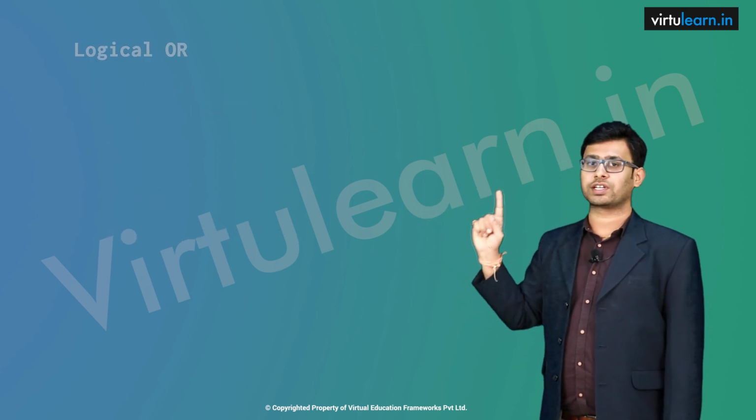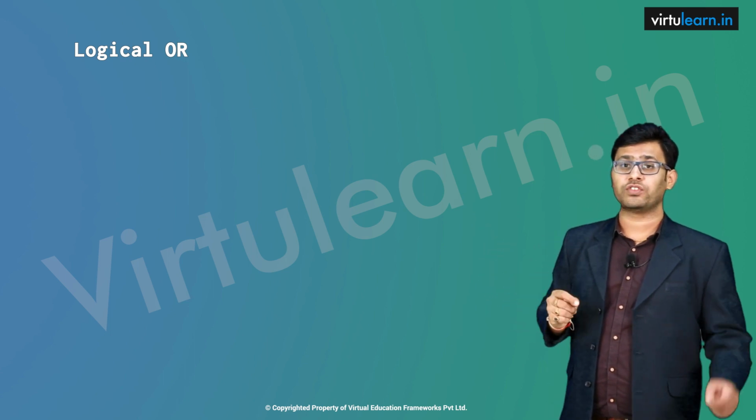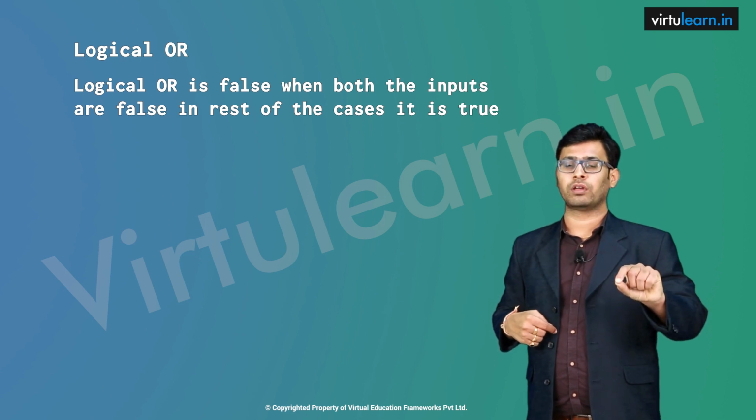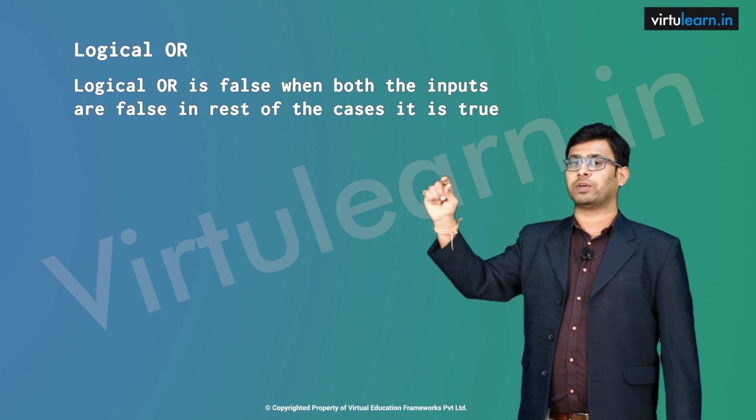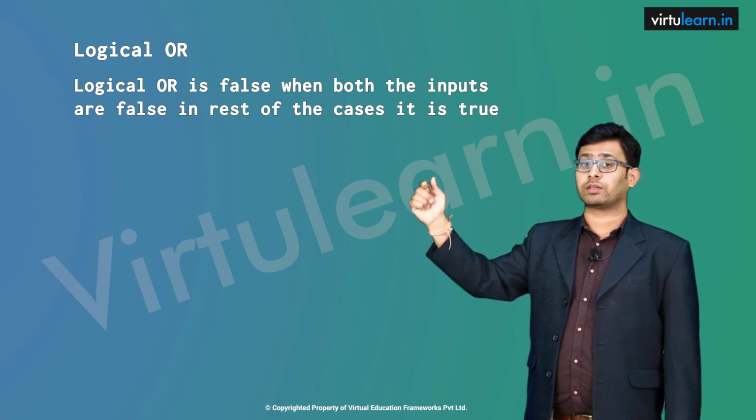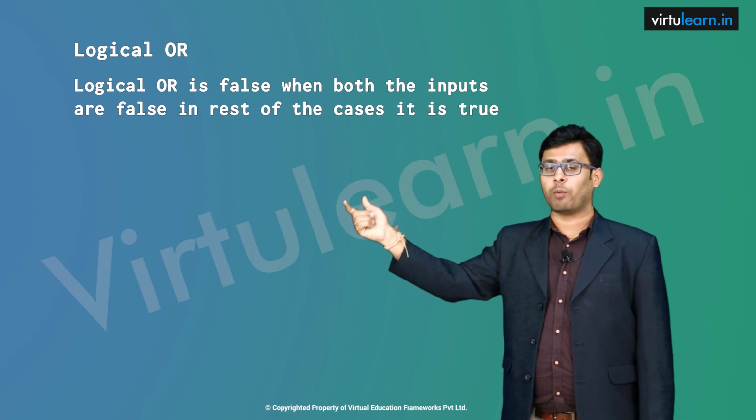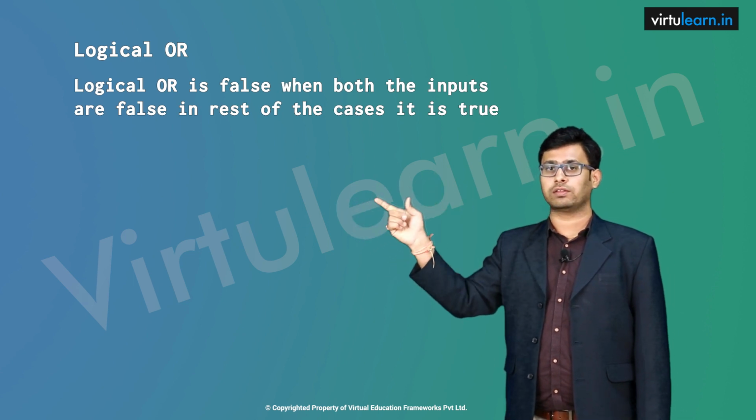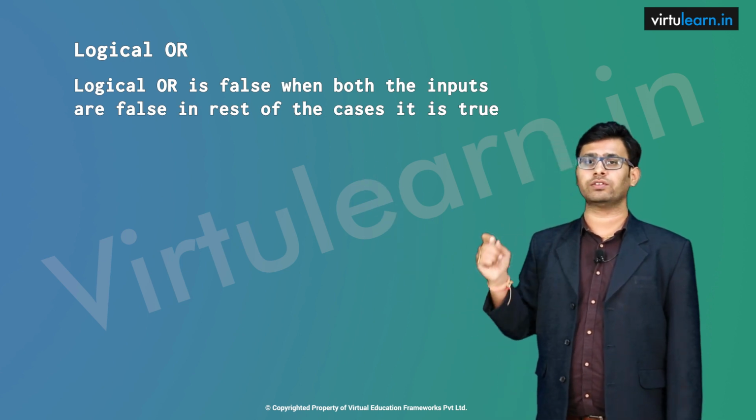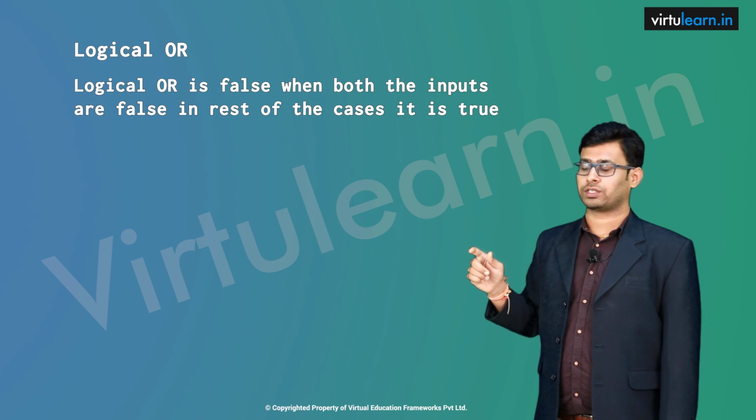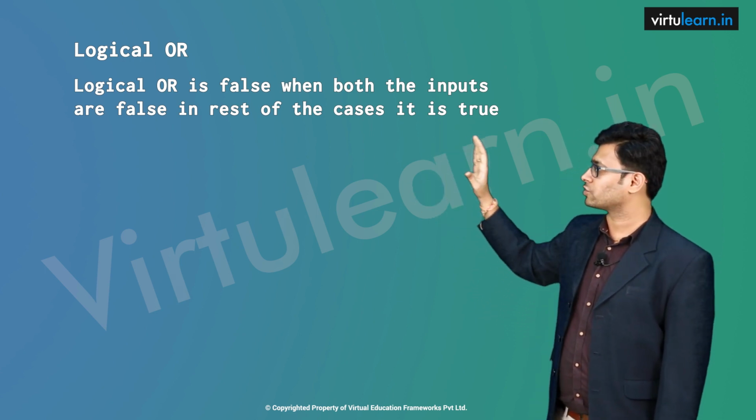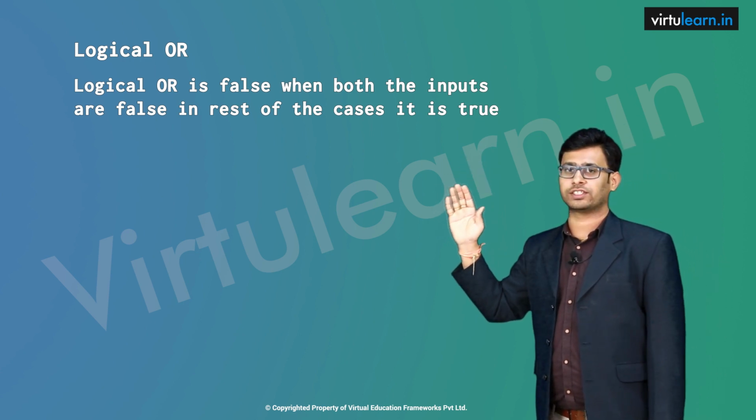The first one is logical OR. Logical OR is true when one of the statements is true. Whenever both operands are false, only then the conclusion will be false. In all the rest of the cases it is true, for which I will be showing you a small truth table. So let us understand this truth table before understanding the logical operators.